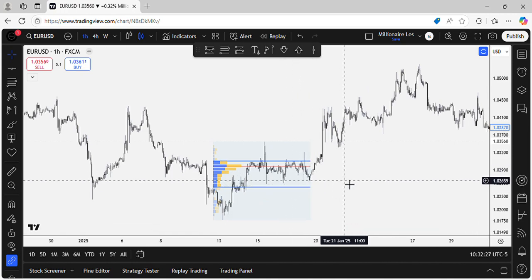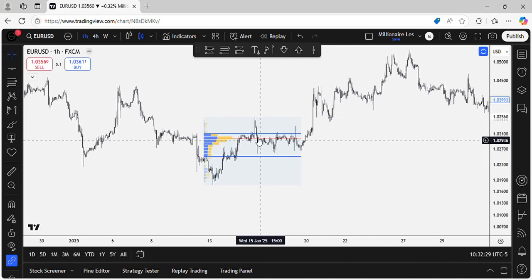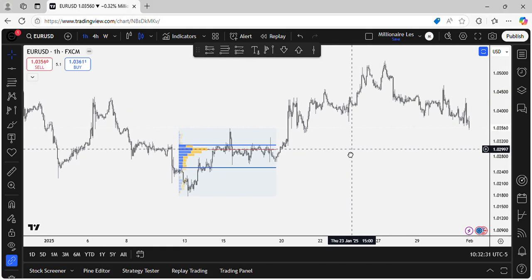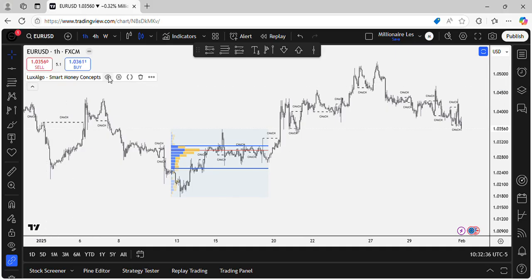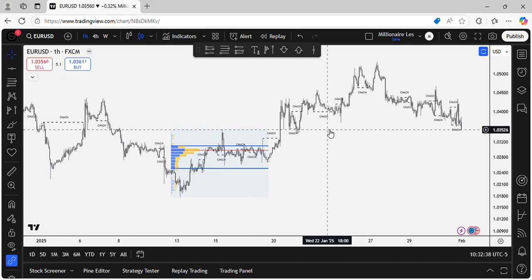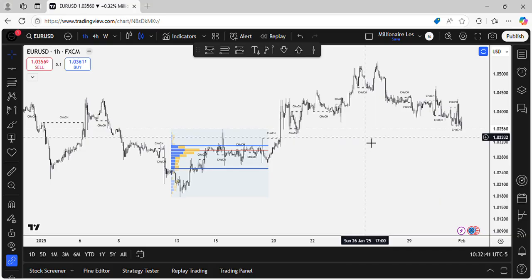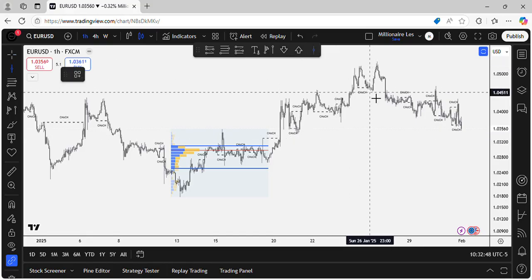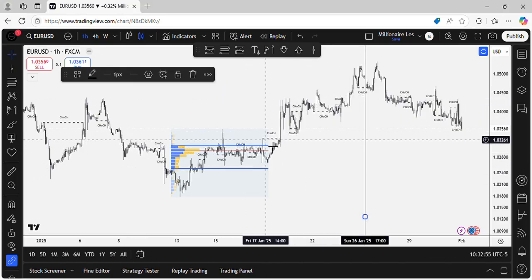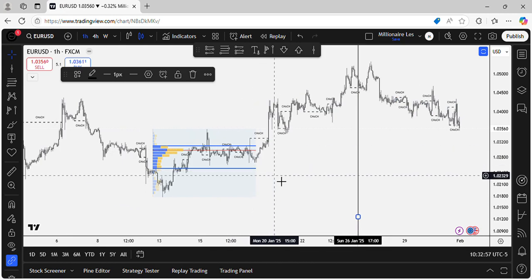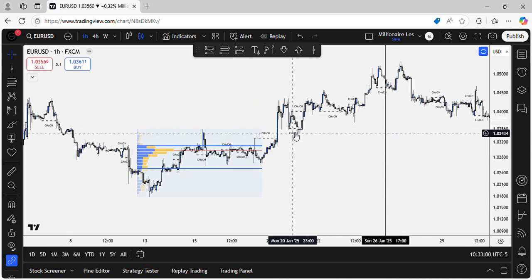All right, so this week, price closed within the value area. So ideally, I'll be looking for a bearish change of character on Monday. Let me just break the week off. I'm looking for a bearish change of character. Got my bearish change of character right here.